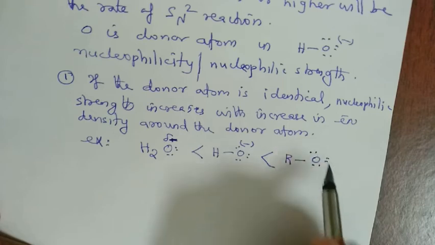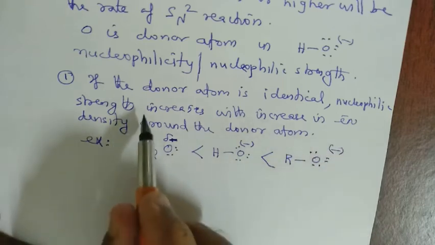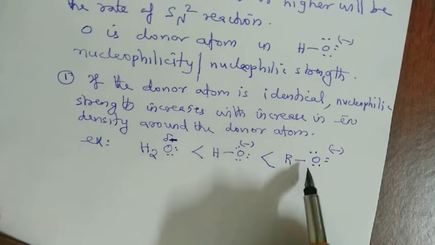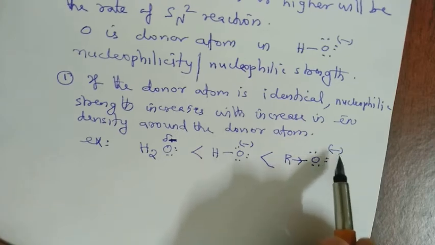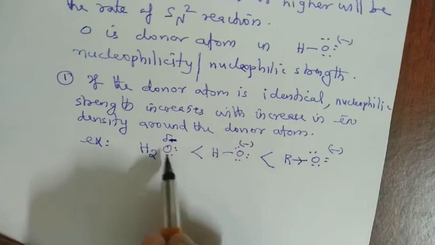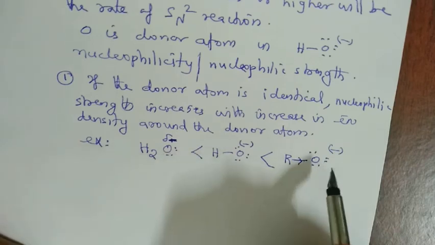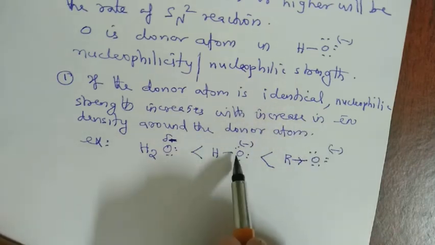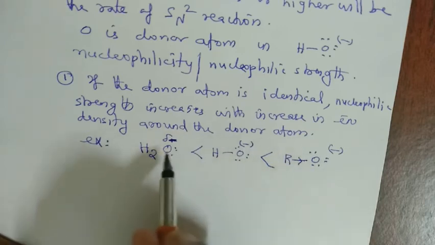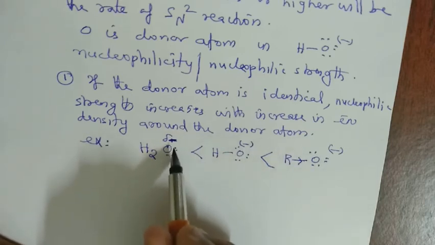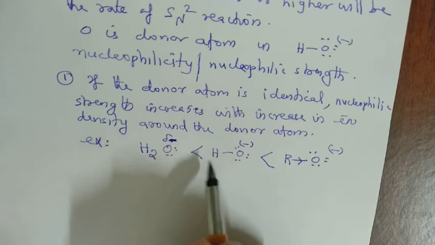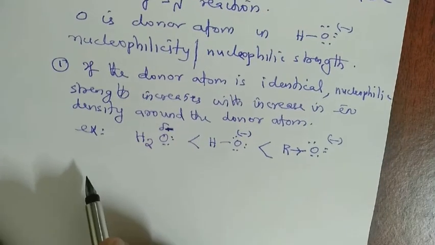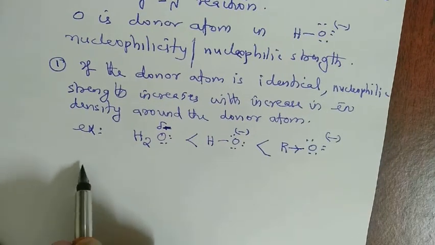Alkoxide ions are even stronger nucleophiles than hydroxide ion. It is due to the plus I effect of the alkyl group. It increases electron density around the oxygen atom. In all these three examples, the oxygen atom is the donor atom. So, as the intensity of negative charge or intensity of electrons around a donor atom increases, nucleophilic strength also increases.